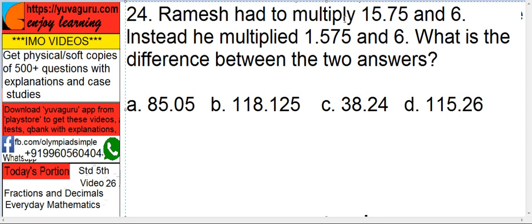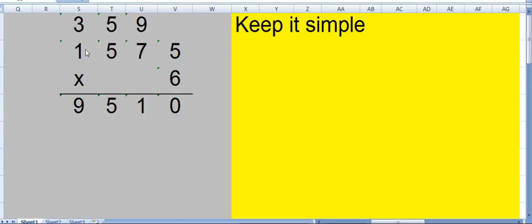Ramesh had to multiply 15.75 and 6. Instead, he multiplied 1.575 and 6. What is the difference between the two answers? Means the numbers are the same, only the decimal point is different. Both the numbers are the same, 1575 and 6. Only the difference is in the points.